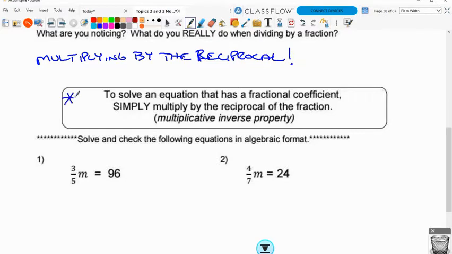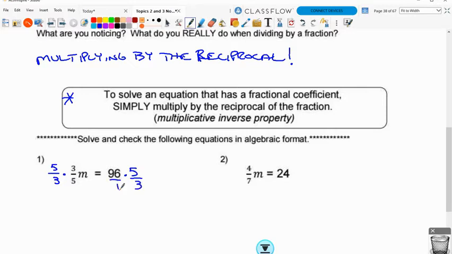Here in the box, that's exactly what they're telling us to do. To solve an equation that has a fractional coefficient, simply multiply by the reciprocal of the fraction. That's your multiplicative inverse property. So let's try that in example number 1: 3/5 m is equal to 96. Instead of dividing each side by 3/5, I would technically multiply by the reciprocal of 3/5, which is 5/3. So I'm going to multiply both sides by 5/3.